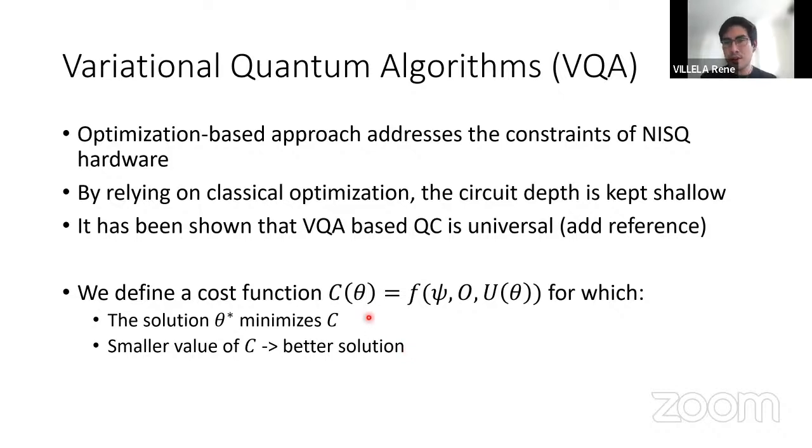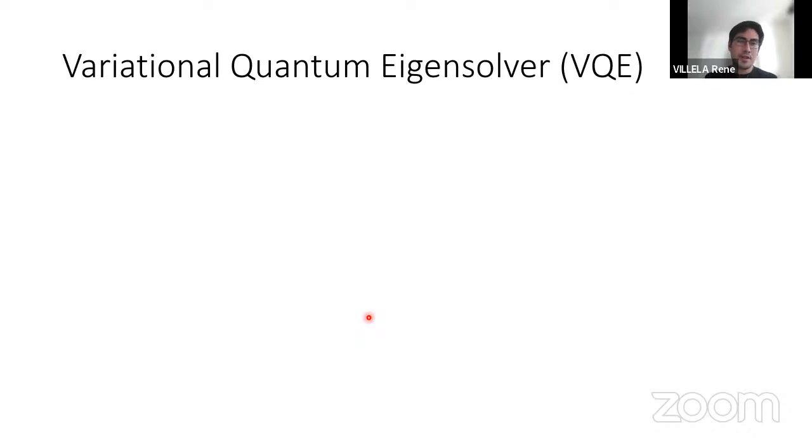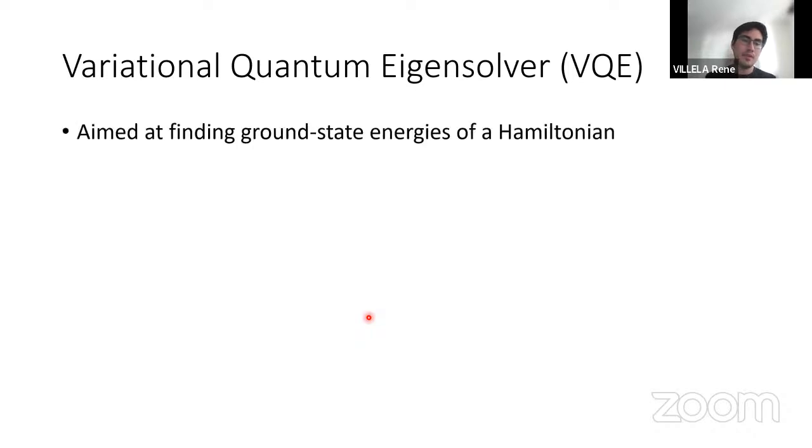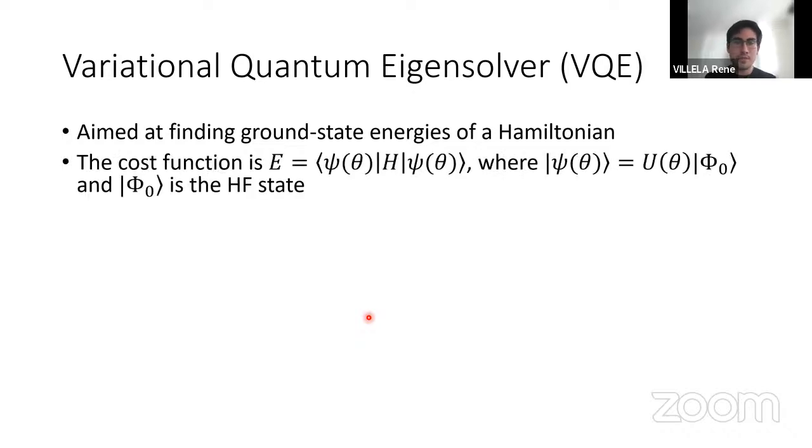And when we use this general approach to calculate molecular and atomic properties, the best place to start is just computing the ground state energy; of atoms is a good starting point. So when we apply this technique for the calculation of a ground state energy, we are talking about the variational quantum eigensolver technique, which is usually aimed at finding ground state energies of a Hamiltonian.